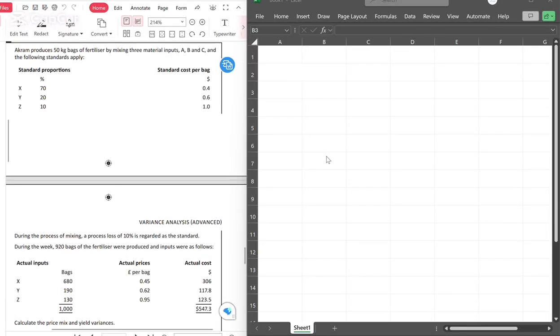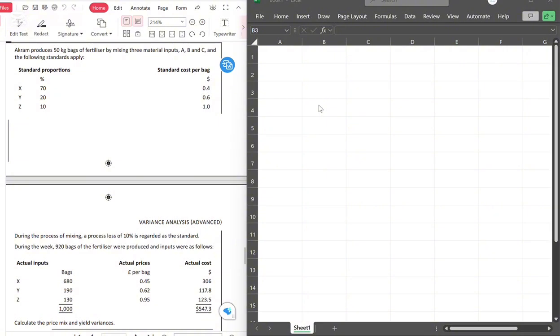Another question, still on mix and yield variances. Recall I mentioned in the previous video that I will be solving a new question that will put a different dynamic in what we've been doing, and that's talking about the loss in percentage during production. So you can take 1 or 2 minutes to go through the question quickly, then you can replay the video to see how I am going to address this question.